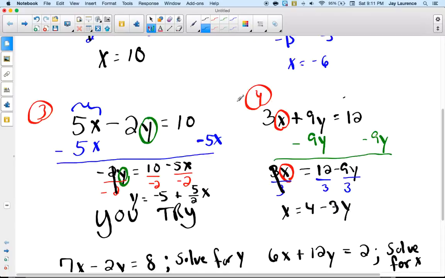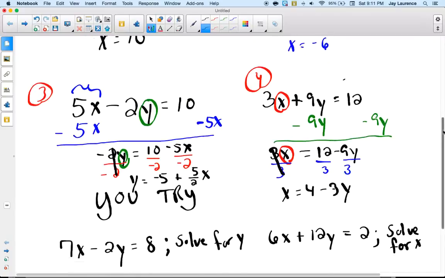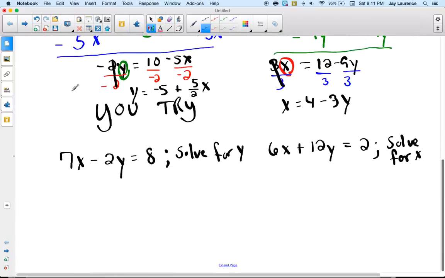Now if you wanted to, you could go back and take these original equations and solve for the other variable. On number 3, try solving for x. And on number 4, try solving for y. If you need a little bit extra practice, bring the work to me, I can check it for you. Alright, I'm just about done with this video here, but I've got problems number 5 and 6 for you.